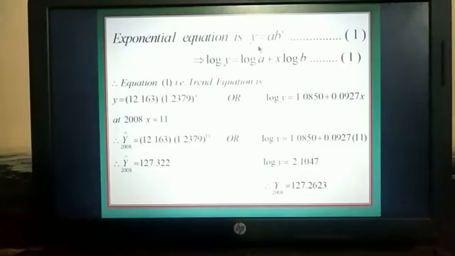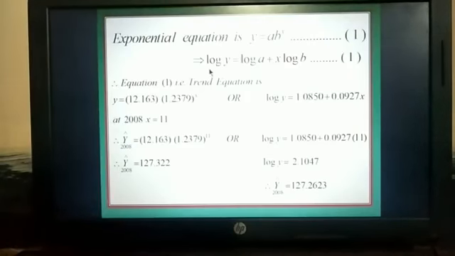So the exponential equation was y is equal to ab to the power x, and the logarithmic equation was the simplification of this as log y is equal to log a plus x log b. So equation 1, that is the trend equation, becomes y is equal to, first I am substituting in this equation. Look at the cursor. Y is equal to the A value we have calculated as 12.163 multiplied by the B value we have calculated to be 1.2379. Only B to the power x it is. That's why only B bracket to the power x.